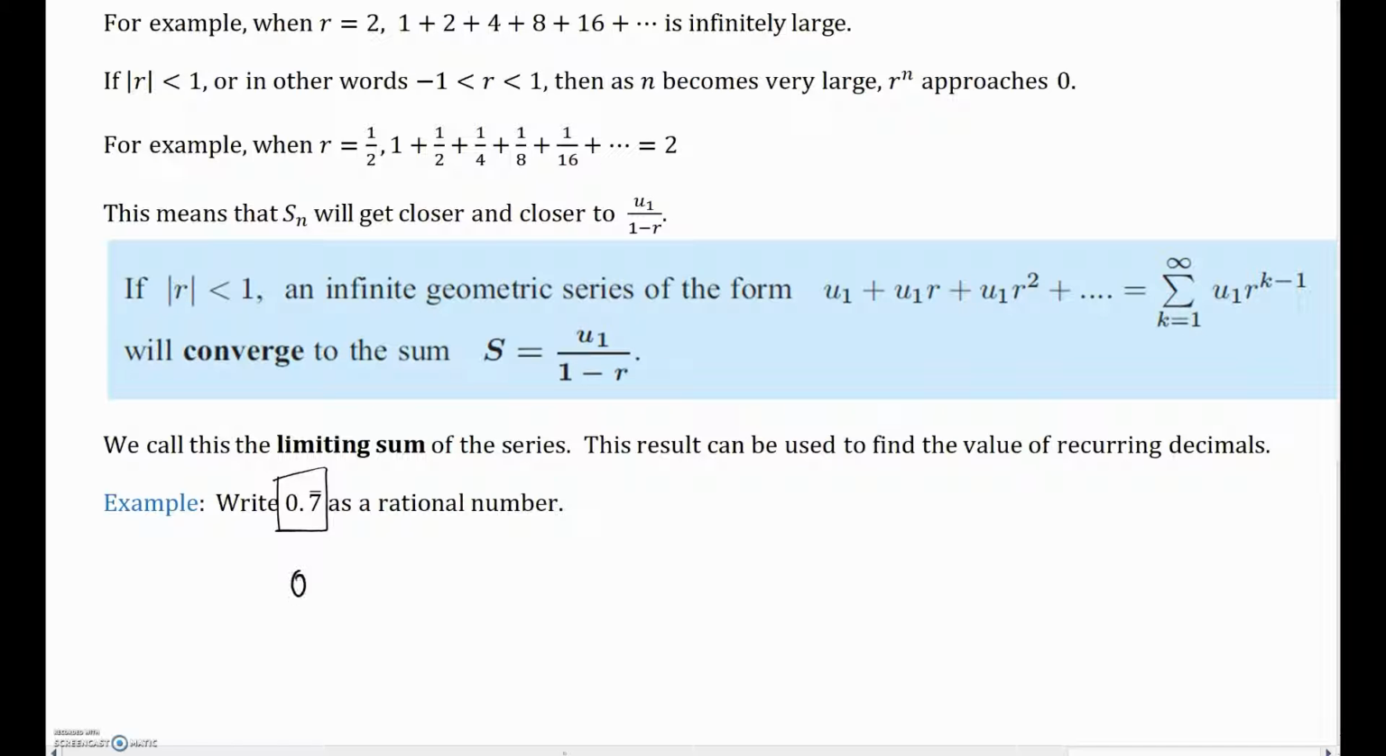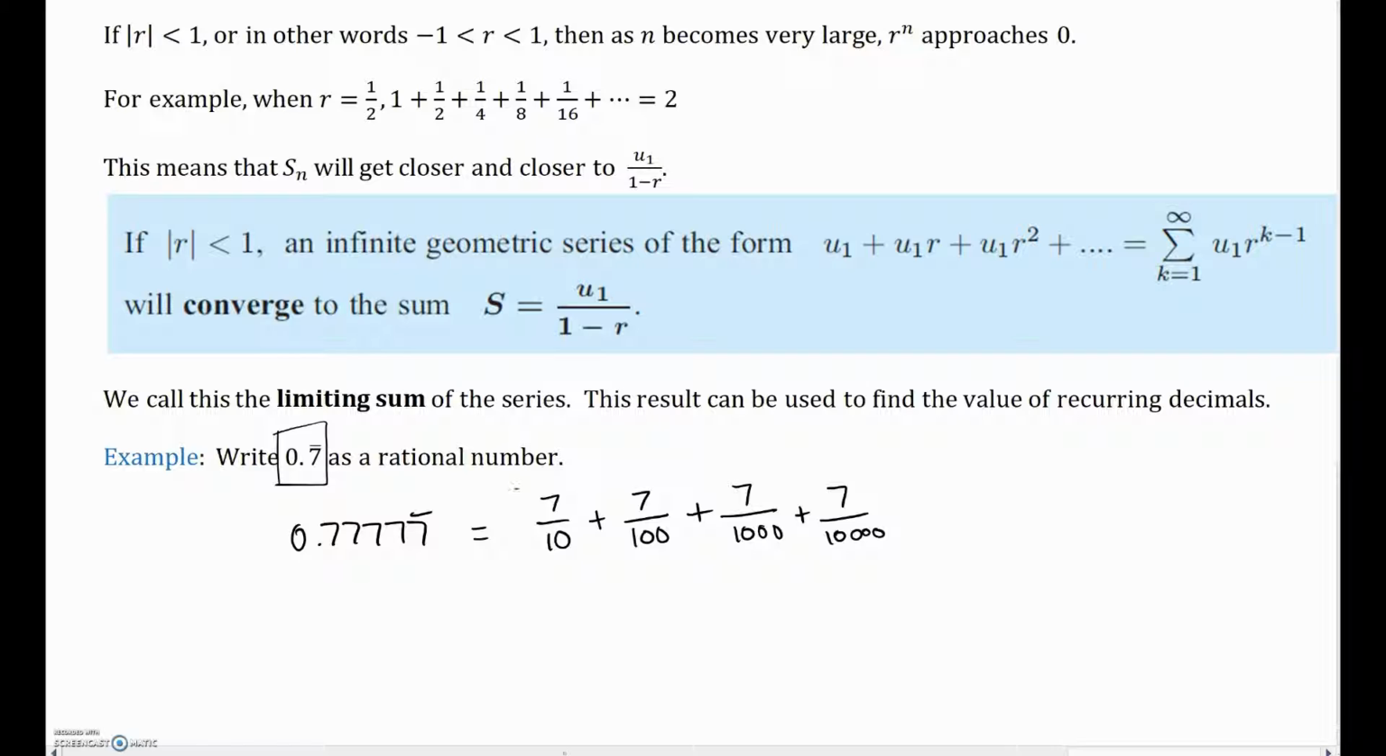So how do you write 0.77777 as a fraction? Well, think of what this is. This is 7/10 plus 7/100 plus 7/1000 plus 7/10,000. Okay, you get the idea, right? Now, if I want to figure out that, we know what the first term is. We know what r is. They are multiplying by 1/10.